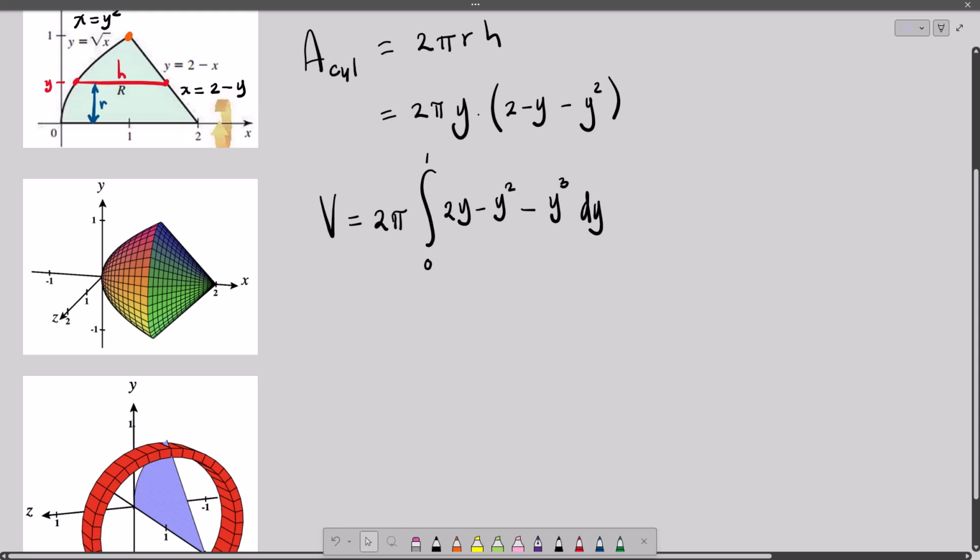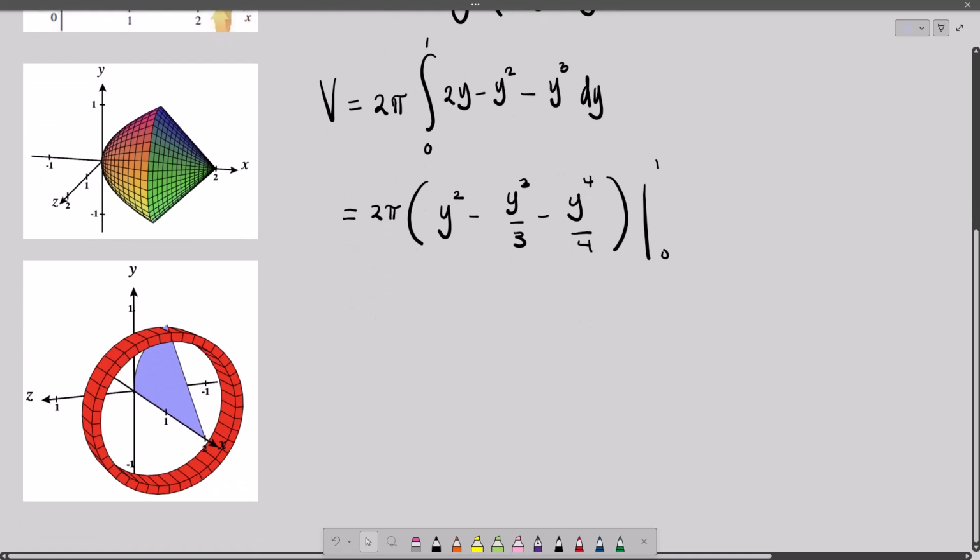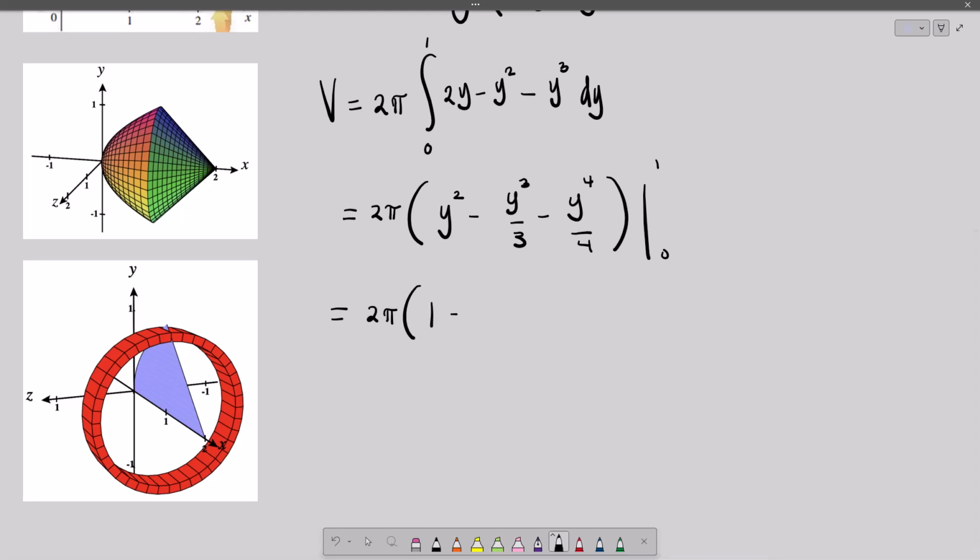And we have a pretty basic integral here because it's polynomial, so we use our power rule. This will be y squared. This will be y cubed over 3. This will be y to the 4th over 4. 0 to 1. The 0 gives us nothing, so we just have to focus on the 1. So we're going to have 2 pi multiplied by 1 minus the 3rd minus the 4th.